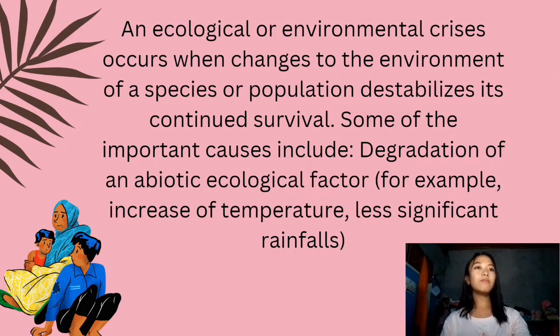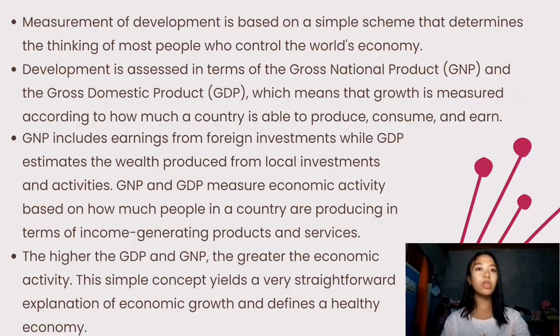Measurement of development is based on a simple scheme that determines the thinking of most people who control the world's economy. Development is assessed in terms of the gross national product, or GNP, and the gross domestic product, or GDP, which means that growth is measured according to how much a country is able to produce, consume, and earn. GNP includes earnings from foreign investment, while GDP estimates the wealth produced from local investment and activities.